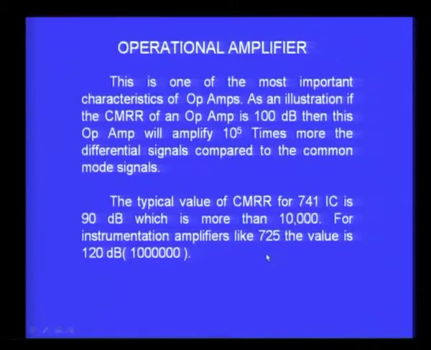For example, there is one op amp called 725, and the value of CMRR for 725 is 120 dB, because it is an instrumentation amplifier, and that means it is 1,000,000 times more. The differential gain is about 1,000,000 times more than the common mode gain.